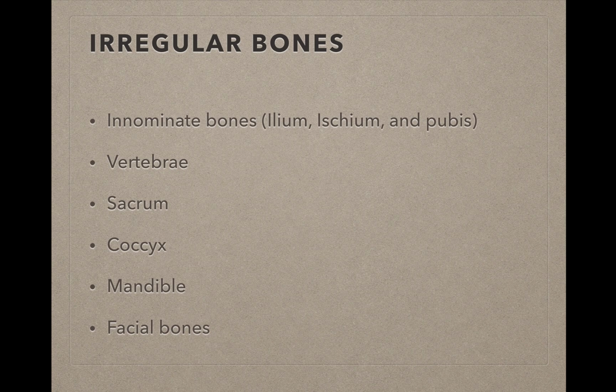Irregular bones. Innominate bones. Ilium, ischium, pubis. Again, this is also known as the pelvic girdle. Vertebra. Sacrum, coccyx, mandible, facial bones. Sesamoid, patella. It helps to remember that sesamoid means sesame seed shaped.